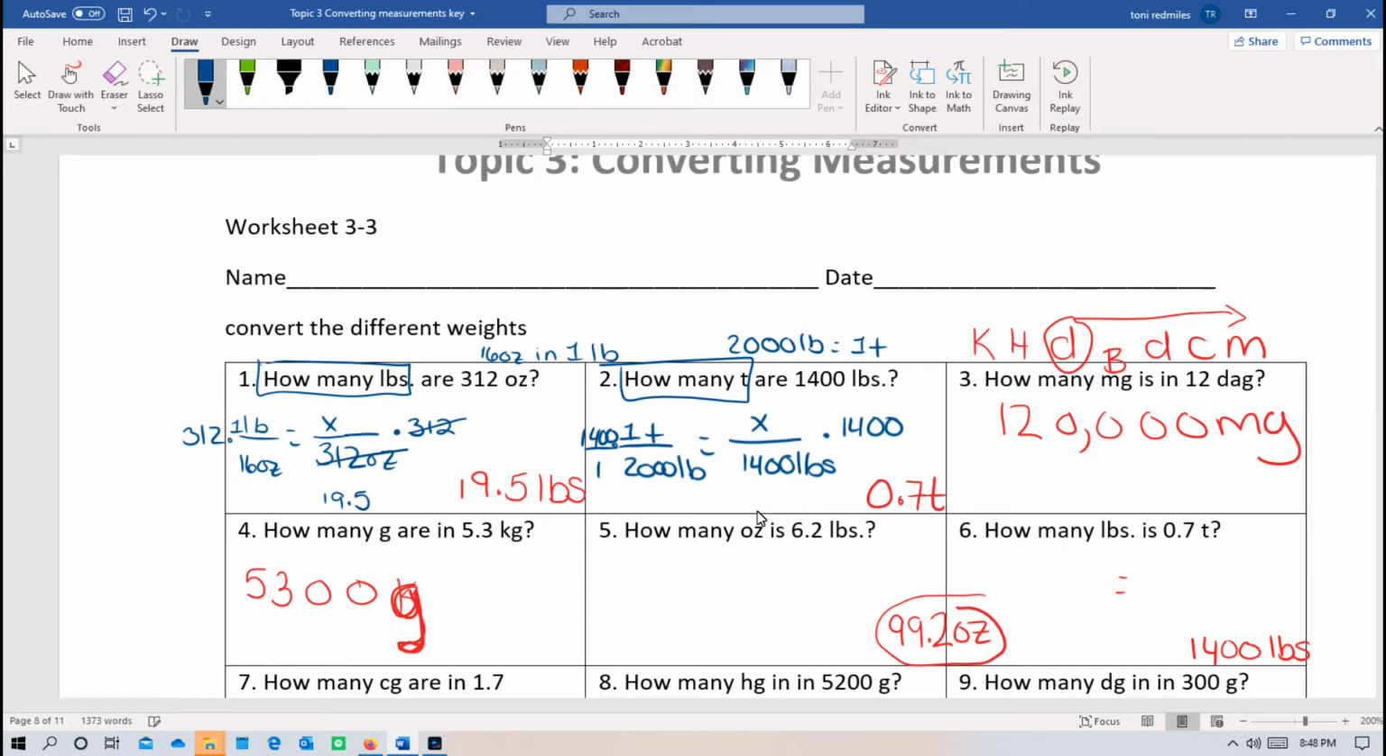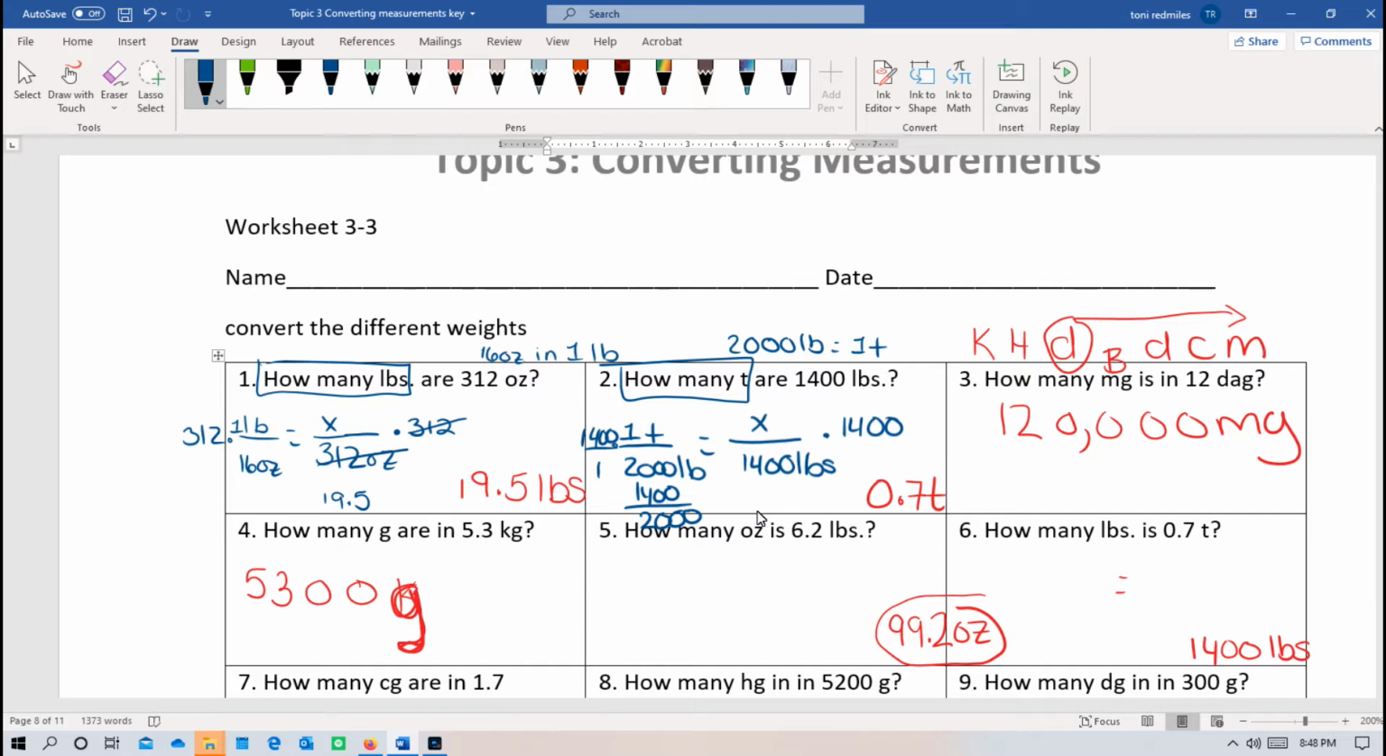1,400 times 1 is 1,400. 1 times 2,000 is 2,000. If I divide those, I'm going to get a decimal. Let's see what the actual decimal is, and it's 0.7 tons.